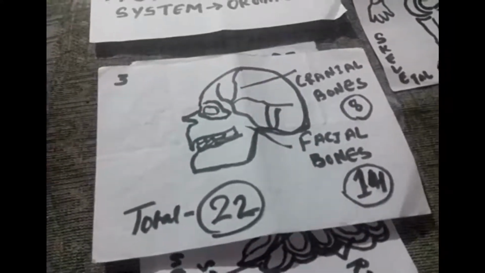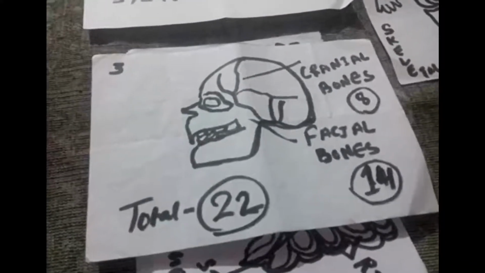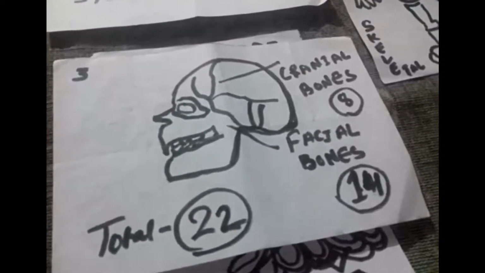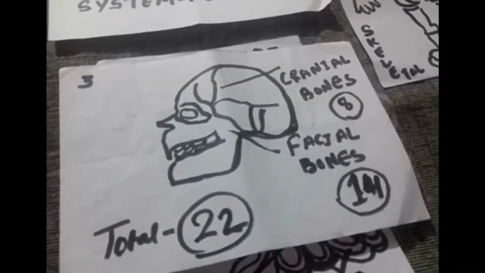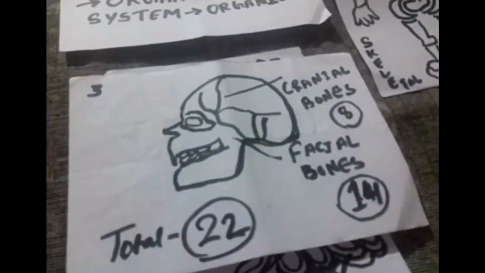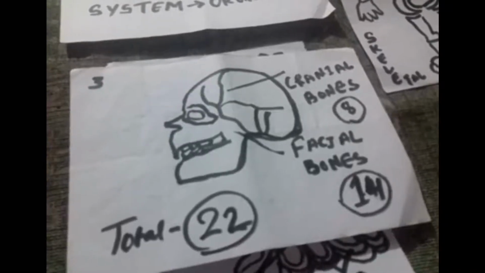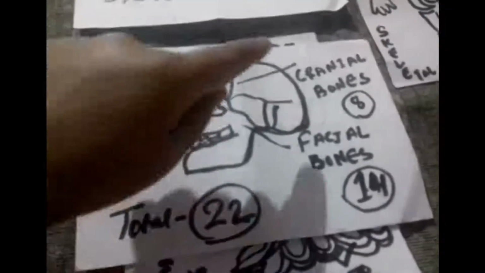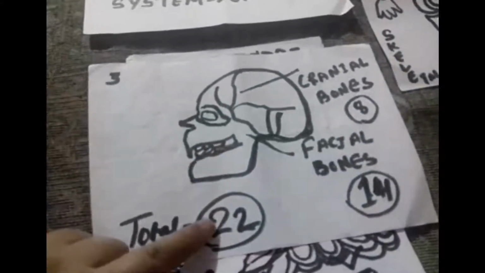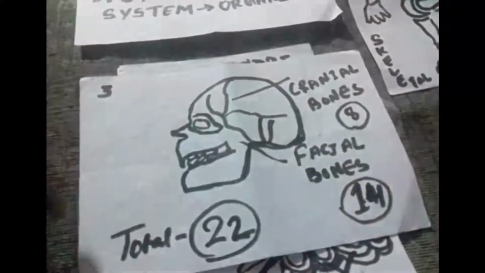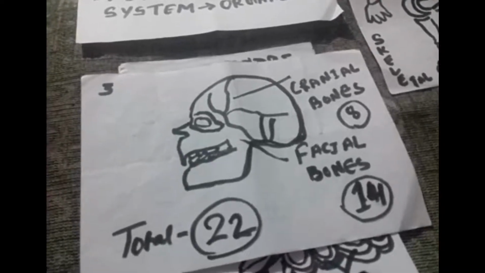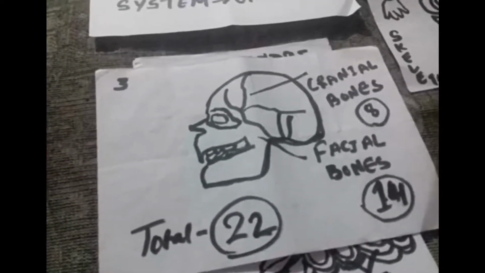Students, it is the top part of our body. The skull is the bony framework of the head. It protects our brain. The skull consists of 8 cranial bones and 14 facial bones, making a total of 22. Cranial bones are 8, facial bones are 14. How is it 22 in total? We will count. After 14 we count 15, 16, 17, 18, 19, 20, 21, 22. 14 plus 8 is 22.